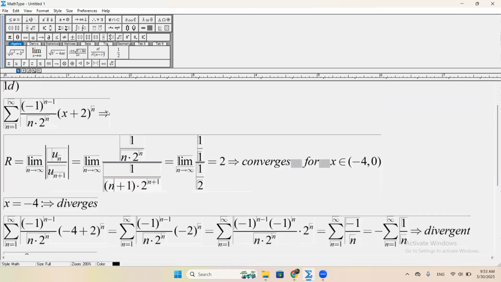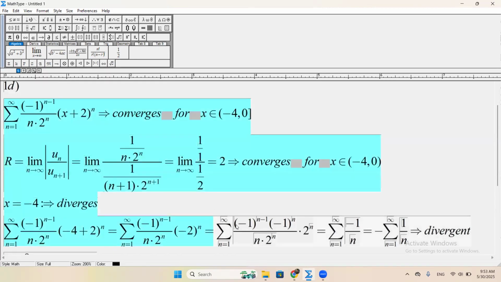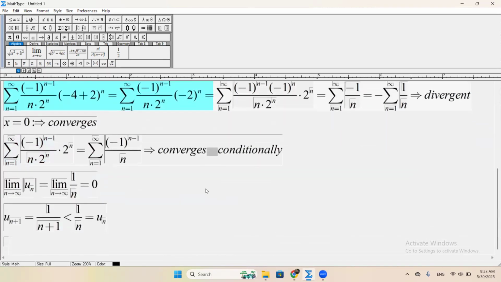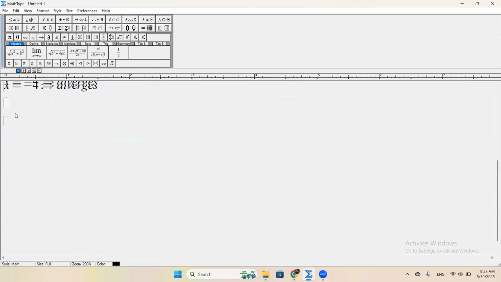So now we will sum up that this series converges for x from -4 exclusively to 0 inclusively. So this is the final answer. Any questions about this exercise? No questions. Okay. If no questions, let's move next.